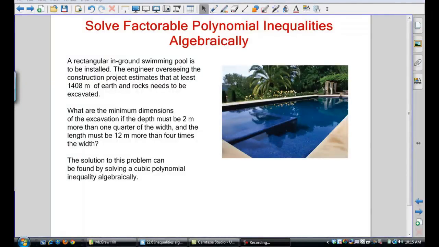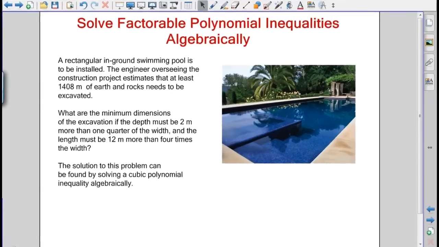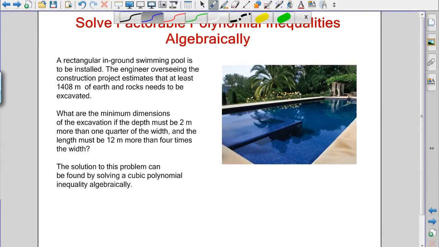Today we're taking a look at solving factorable polynomial inequalities algebraically. In the previous lesson we used the graphing calculator to help us solve questions. In this lesson we're going to use some of our skills like factor theorem and synthetic division to help us solve these word problems. We're going to take a look at this question later on. It involves the excavation of a swimming pool and trying to determine the possible dimensions based on some set criteria.